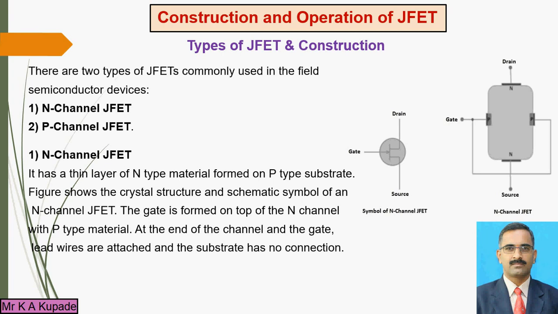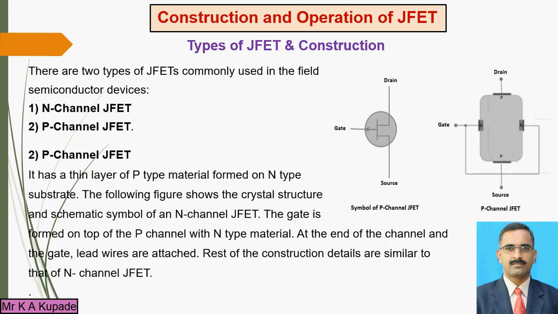Remember that particular symbol. Here the bar is the N bar, and on both sides of this bar it is diffused with the P type material, which forms the gate region. So this is the N channel. Similarly, for the P channel, you use P type material for the semiconductor bar, which forms the channel, and on both sides of this P type material you diffuse the N type material, which develops the gate region, the gate terminal, right?